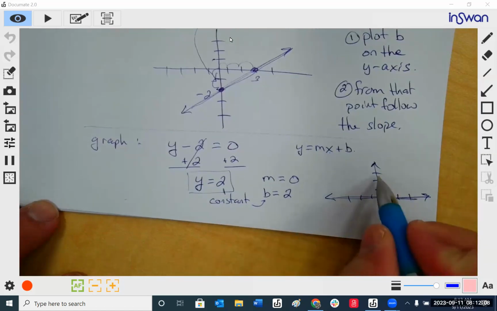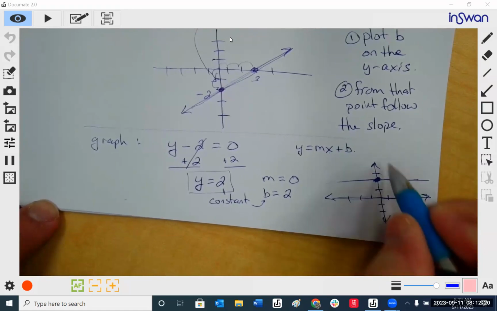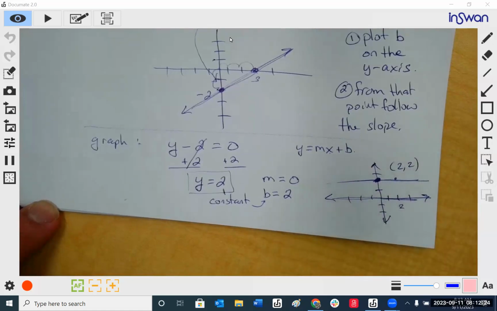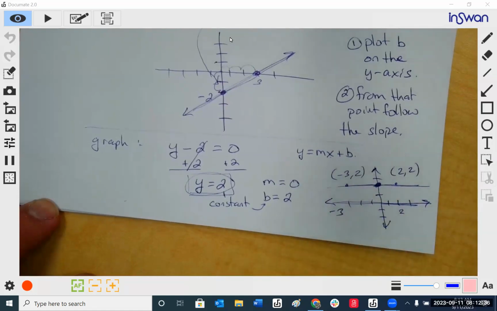So we have a y-intercept to B. So we plot that. The horizontal line has to be through that point. Because no matter what x you give me, if you give me 2, the point has to be 2, 2. Because y is always 2. It's a constant. If you give me -3, what's the y value at -3? 2. Because y is always equal to 2. It never changes. So it's a horizontal line.